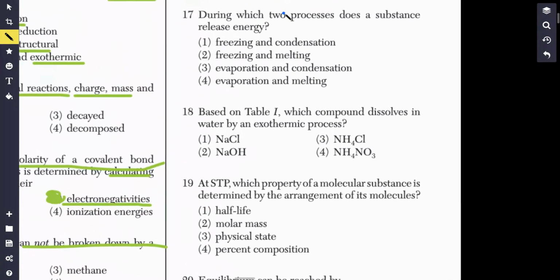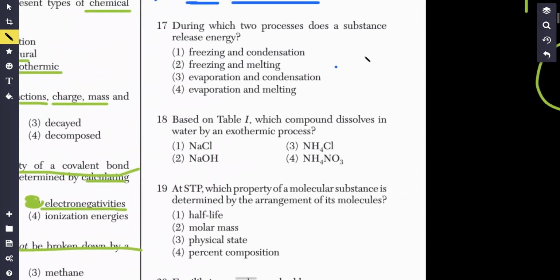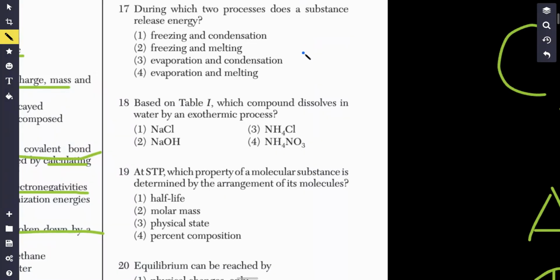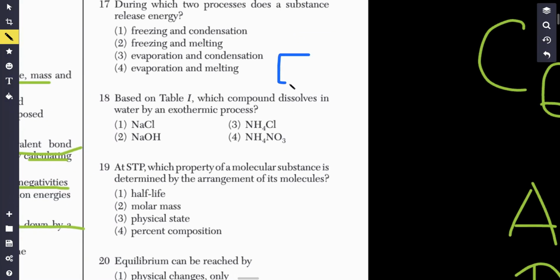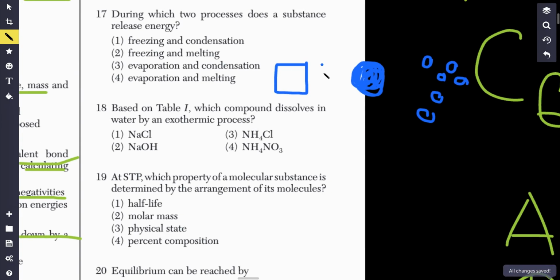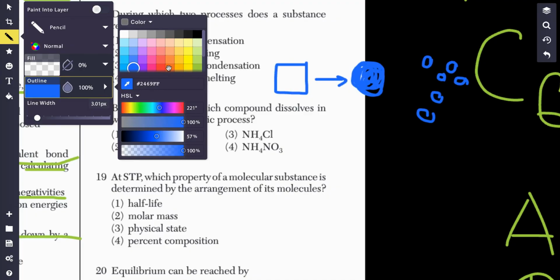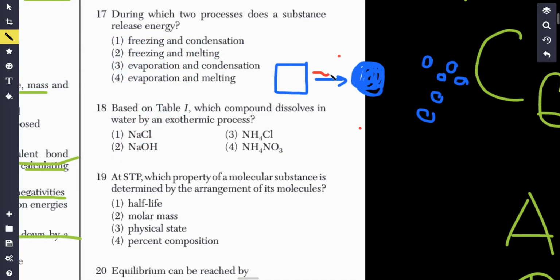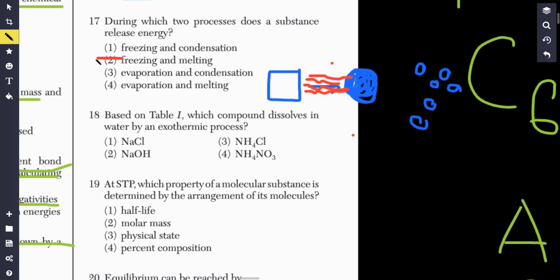During which two processes does a substance release energy? All right. Let's think about this like this. Let's say we have an ice cube, we have some liquid water, and then we have gas water, the gassy. Now, let's say we were going from ice to liquid water. What are we doing? Well, in order for ice to melt, it has to absorb heat, so it can't be 2 or 4.